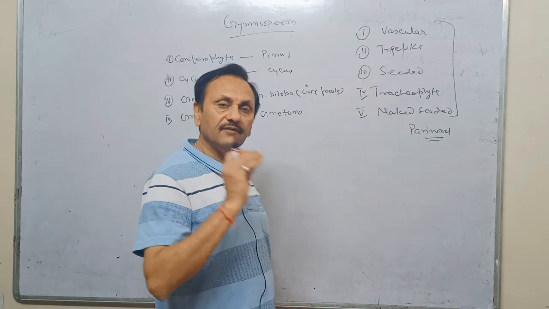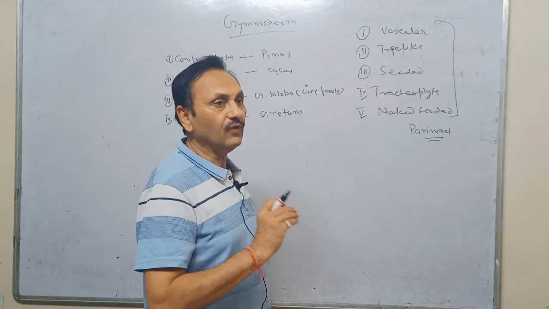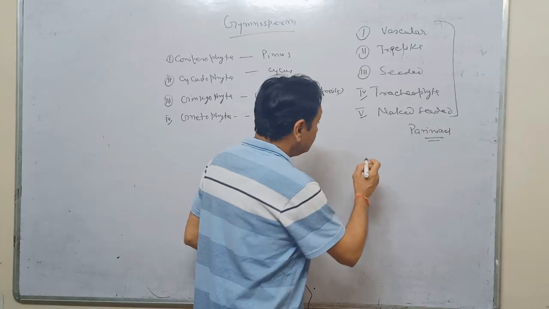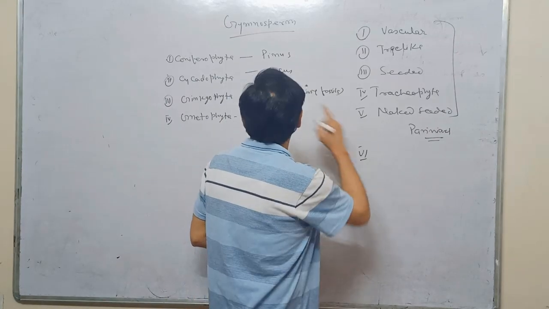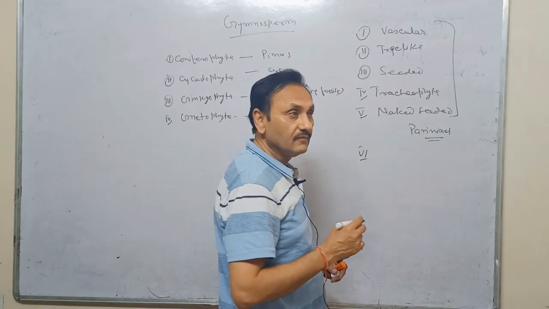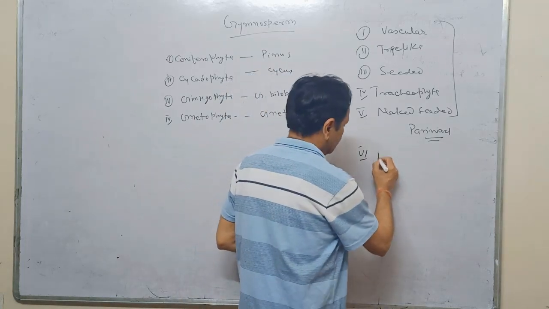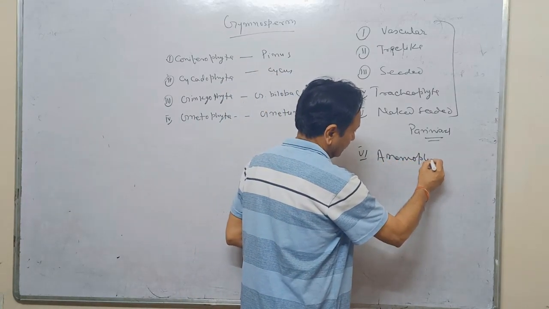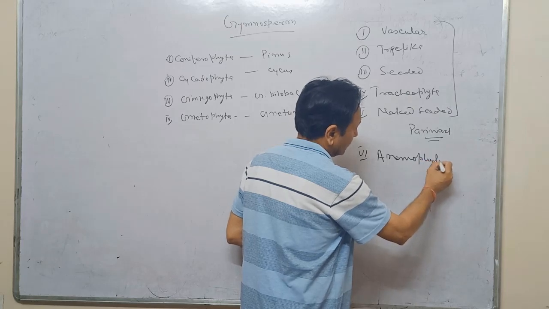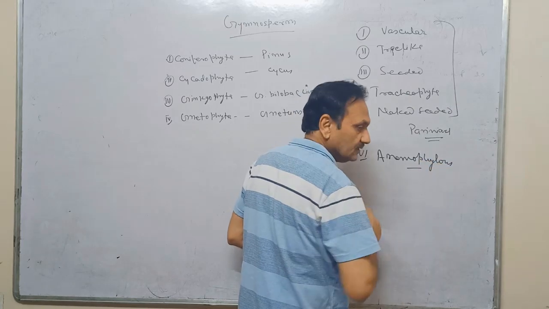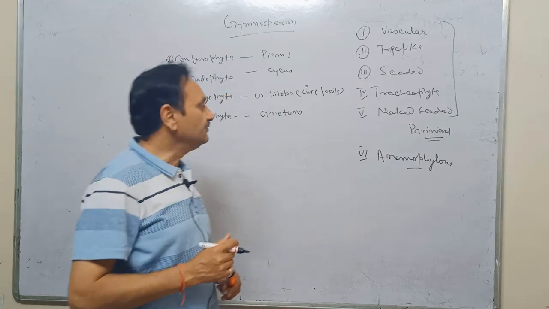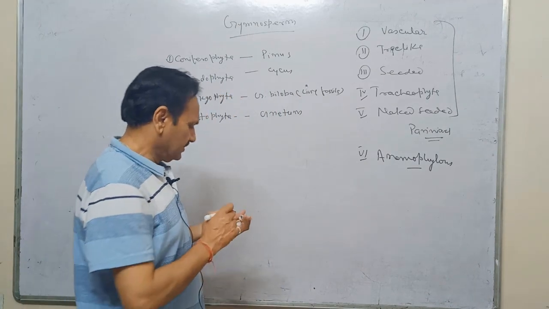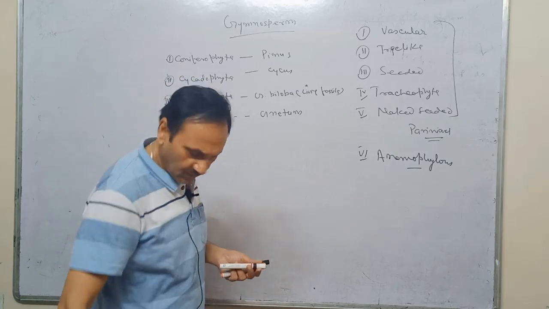And it has a well-developed xylem and phloem system. Most of the gymnosperms are anemophilous. Anemophilous means pollination takes place with the help of the wind. We will discuss it later on in detail.